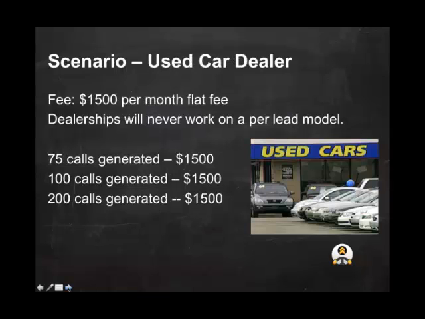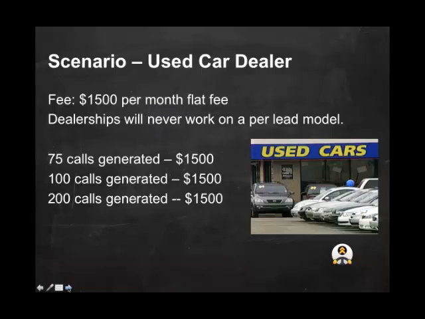Another scenario: instead of a per lead model, let's talk about a flat fee model. I have worked with over 50 used car dealerships in 2013 on a monthly flat fee model. It's ranged anywhere from $1,000 to $3,000 a month, so I put $1,500 down for our example here. Now, I've learned through my partnership with Sid Michael and others that dealerships will never work on a pay-per-lead model, and it's because of the exposure, like I told you, right?